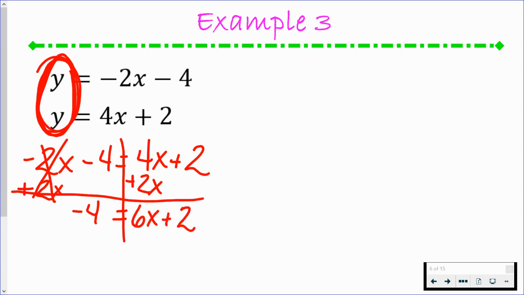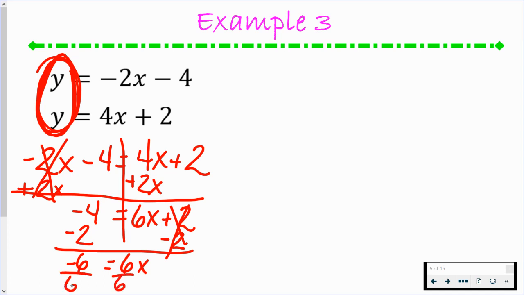Now I have a two-step equation. I'm going to subtract 2. Now I have 6x equals negative 4 minus 2 more, which is negative 6. Now I'm going to divide by 6. Negative 6 divided by 6 is negative 1.